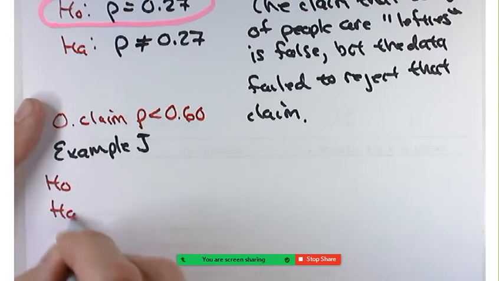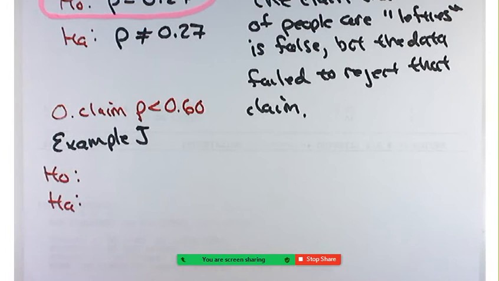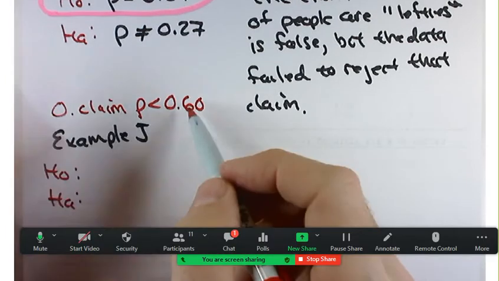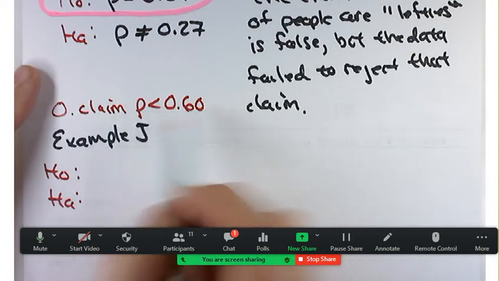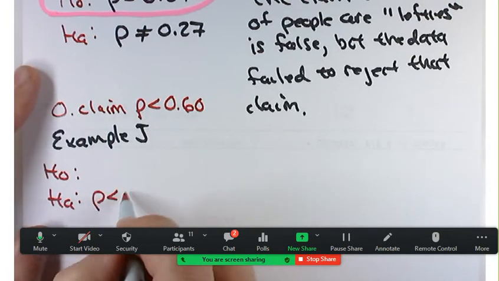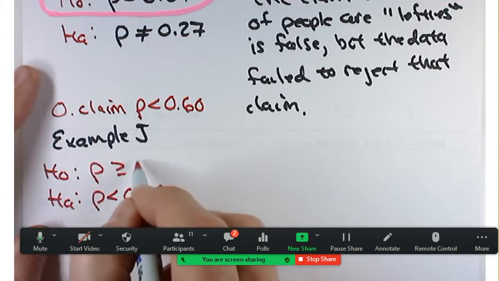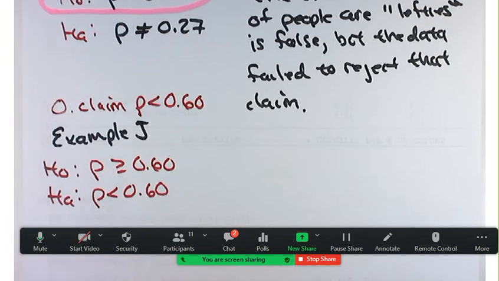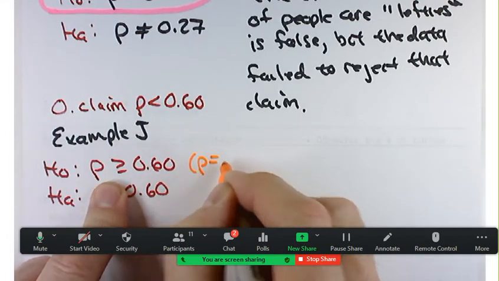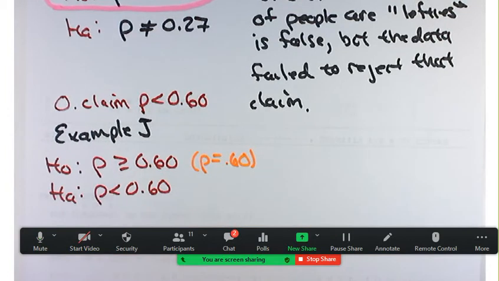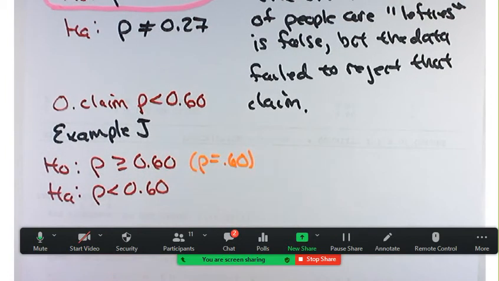H0 and HA. Into which hypothesis is this going to go, H0 or HA? Yeah, this does not have the possibility of equality. There's no equal to here in any way, shape, or form. So P is less than 0.60, and that puts H0: P is greater than or equal to 0.60. Although, what are they going to put in my stat lab? Instead of this, they're going to put P equals 0.60, which is okay. I'm just being a little bit more user-friendly for you guys.